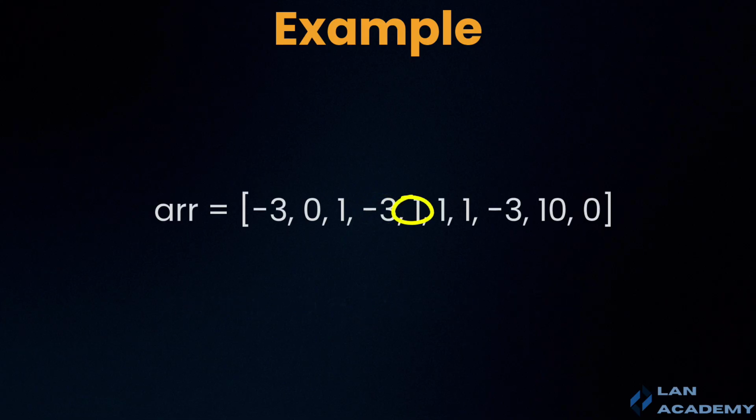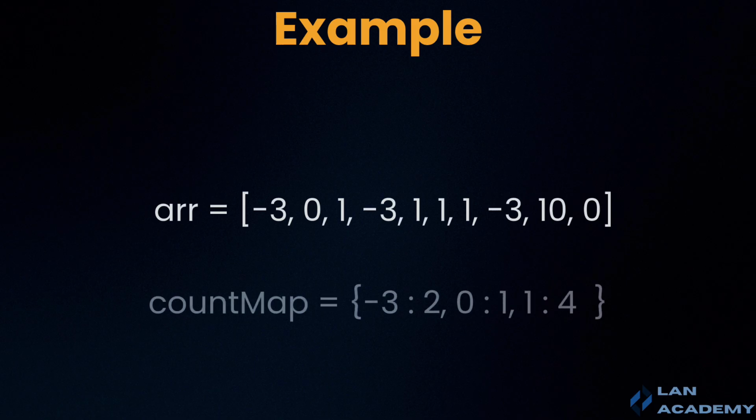Then I encounter another 1, and another 1 on the next position, and another 1 on the position after that. So after performing the algorithm for each one, CountMap ends up with 4. For the first one encountered, count map is at 2. Then for the next one, it becomes 3, and finally it becomes 4.